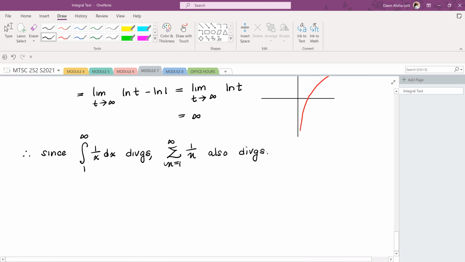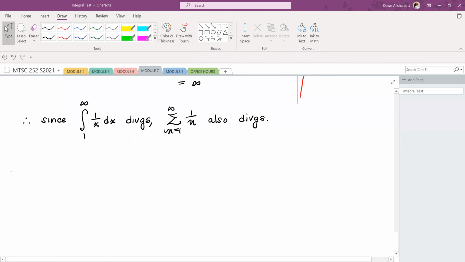Okay, any questions? I'm going to go on to the p-series, but I want to say something about example 3. This is the one we looked at earlier.